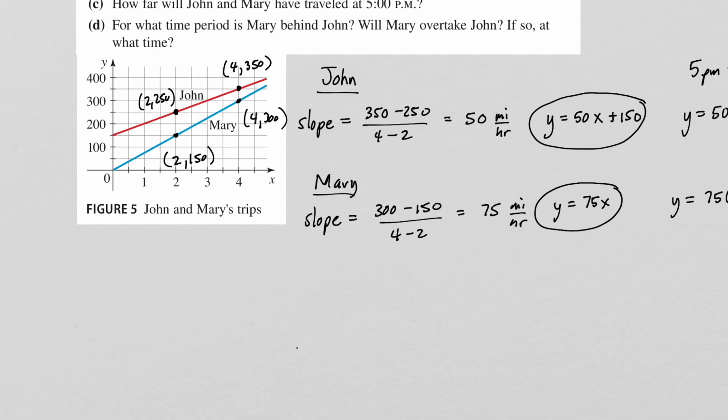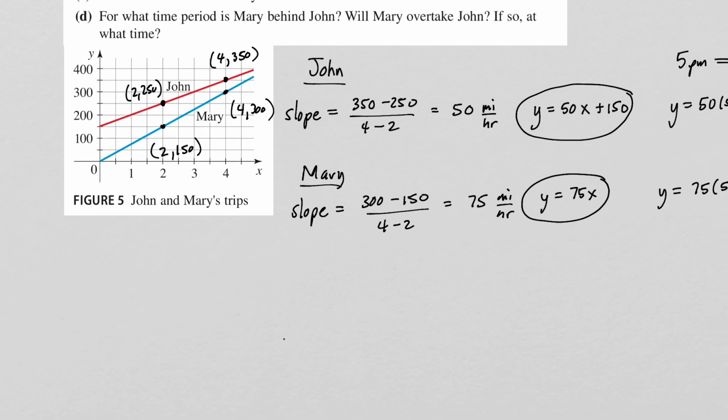Now for the last part of this problem, it says, for what time period is Mary behind John? Will Mary overtake John? And if so, at what time? Well, if you look at these lines, it does appear that Mary is going to overtake John because the slope of this line is steeper than the slope of this line. You can see that if you extended these lines outward a little bit, it does appear that Mary is going to overtake John at some point.